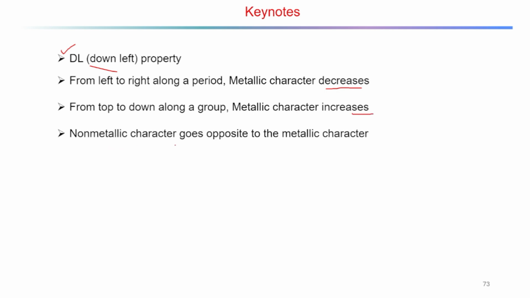And non-metallic character goes exactly opposite to the metallic character. So from left to right along a period, as the metallic character decreases, the non-metallic character increases. Whereas from top to down along a group, as the metallic character increases, the non-metallic character decreases. So if someone asks you about non-metallic character, you just simply have to reverse the metallic character trend. Okay.